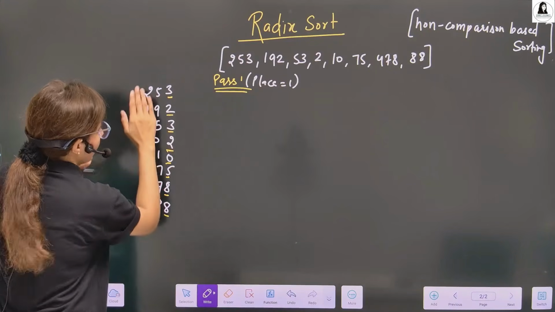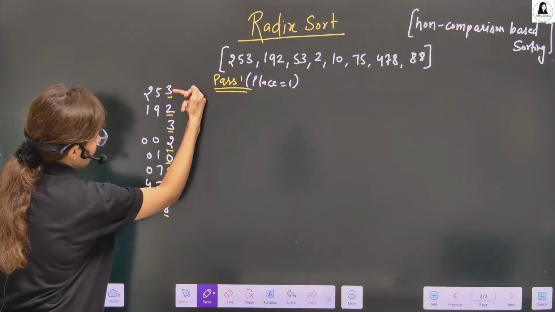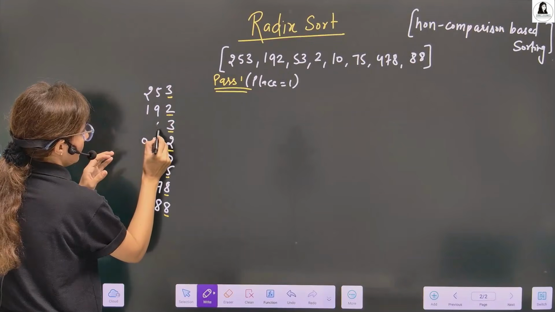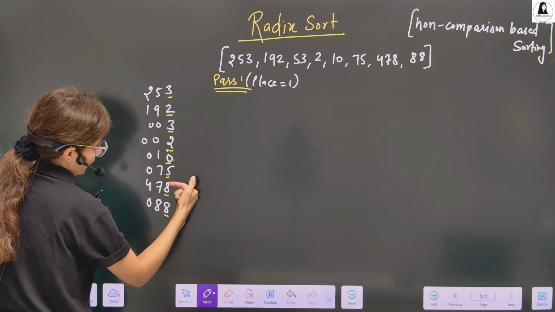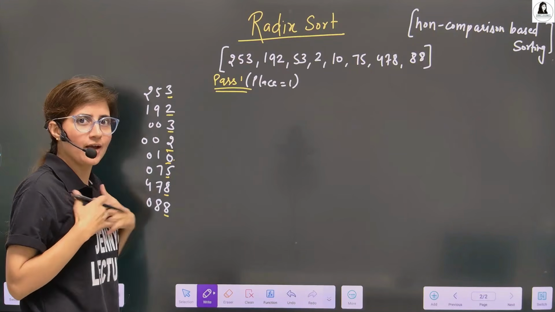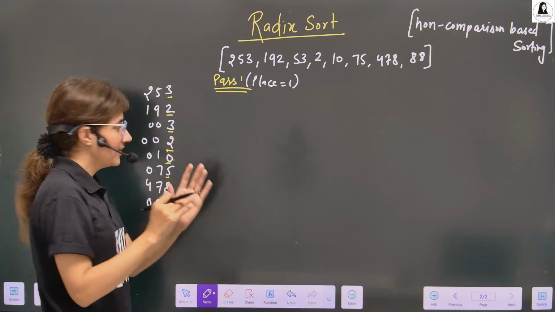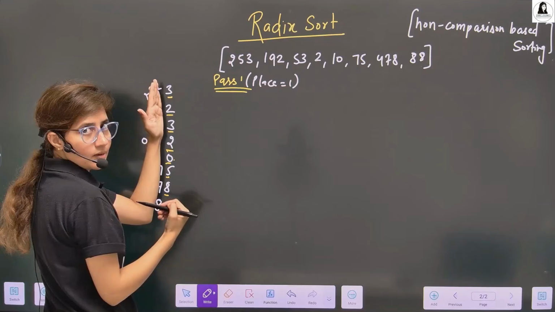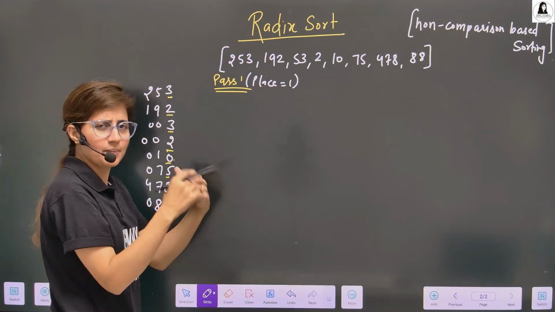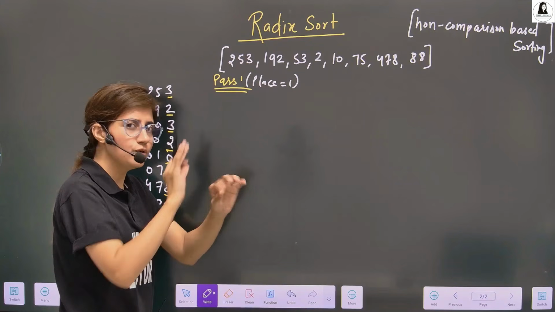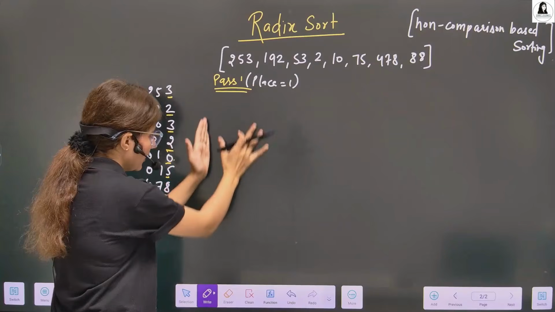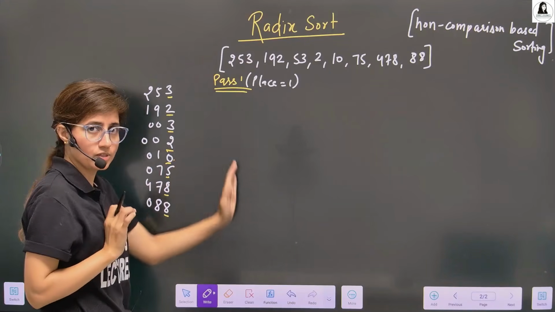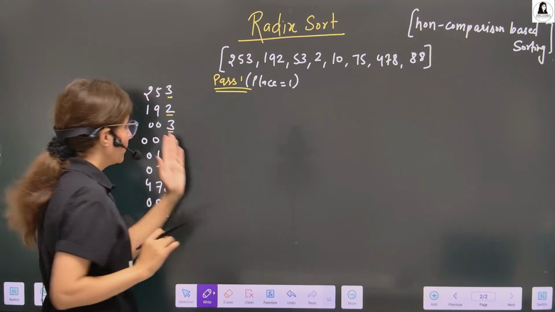For now, forget the other digits. Just focus on these last digits: 3, 2, 3, 0, 0, 2, 0, 5, 8, 8. Suppose we have only this array. Now, internally we apply counting sort. I'm just writing the sorted order directly here.